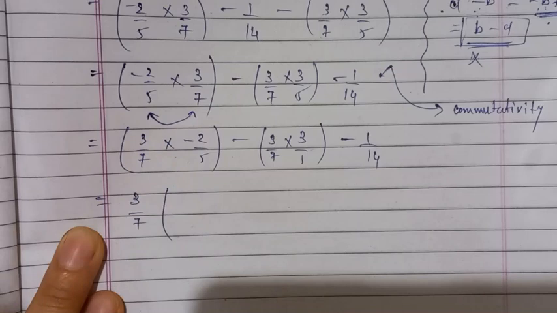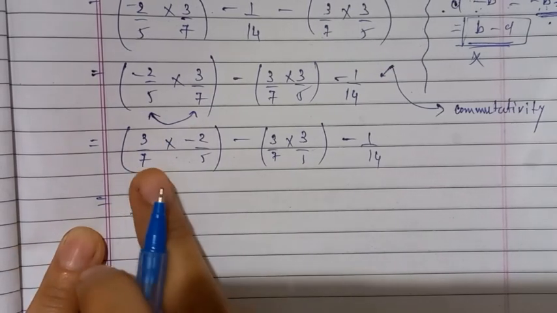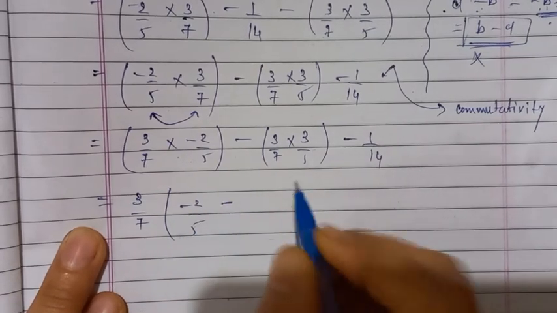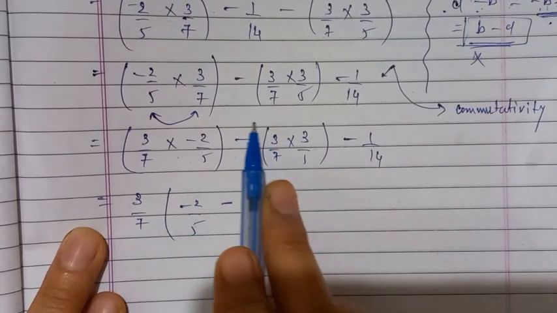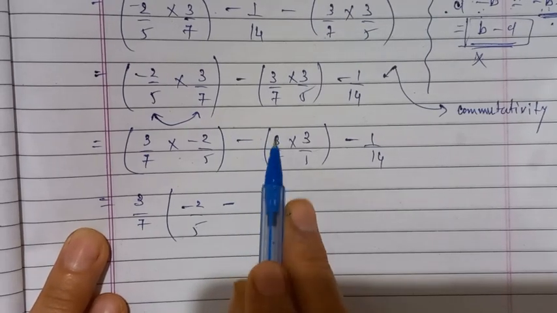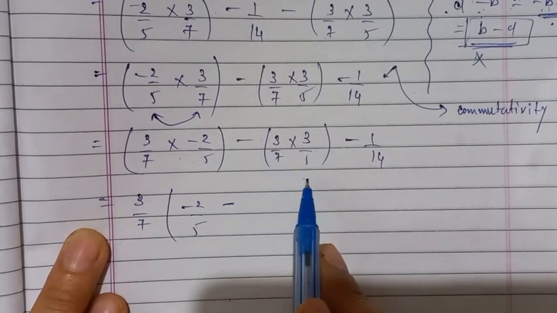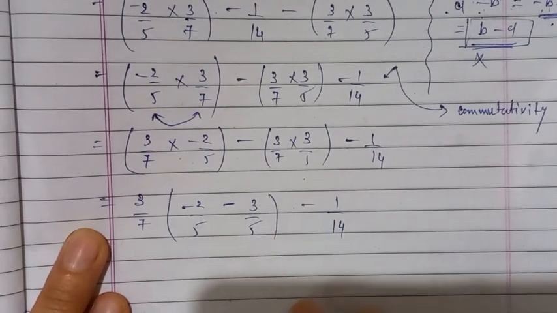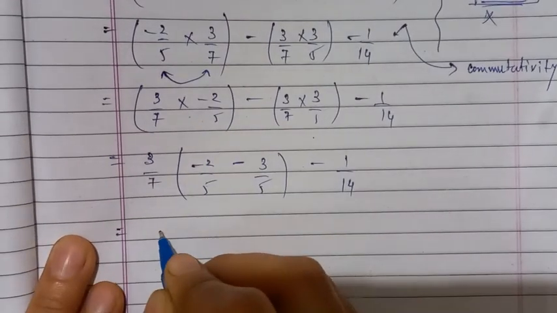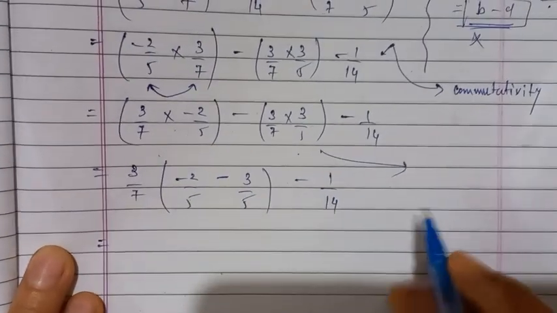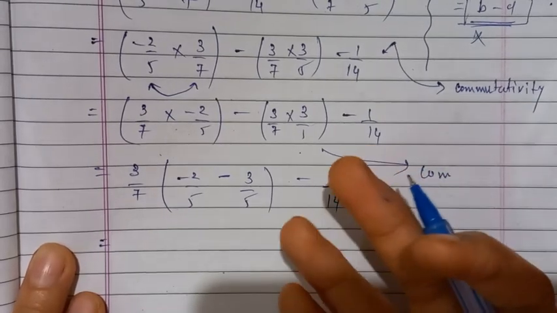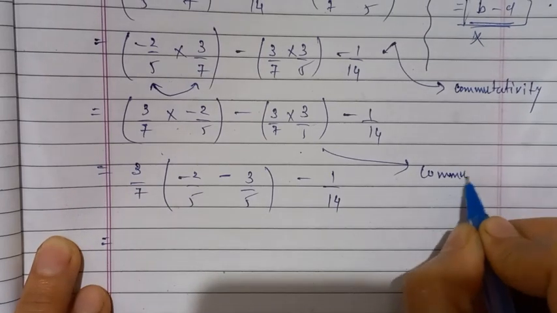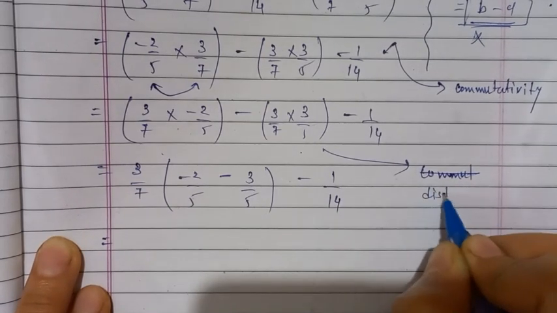Here 3 by 7 will be taken outside, so there will be 1, so 1 into minus 2 by 5 is minus 2 by 5. Now 3 by 7 will be common out, and here will be 1, so 1 into 3 by 5, so 3 by 5 minus 1 by 14. Now this is distributivity property. We can distribute also, and we can take common out number also. So this is commutativity, distributivity.